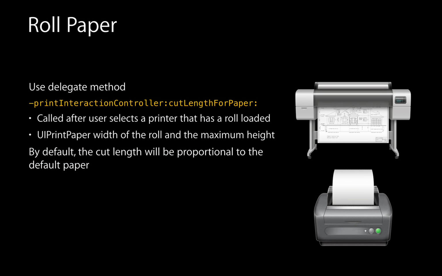Next up is roll paper. This was new in iOS 7. It's similar to choose paper in that you can have a delegate method called cutLengthForPaper. And this method will only be called after the user selects a printer that actually has a roll loaded in it. It'll have a UIPrintPaper passed into it with the width of the roll, and the height of the paper will be the maximum height that the printer allows. By default, if you don't have this delegate method, which most apps won't, and if the user chooses a printer that has a roll loaded, the cut length will just be proportional to whatever default paper would be used for that job.